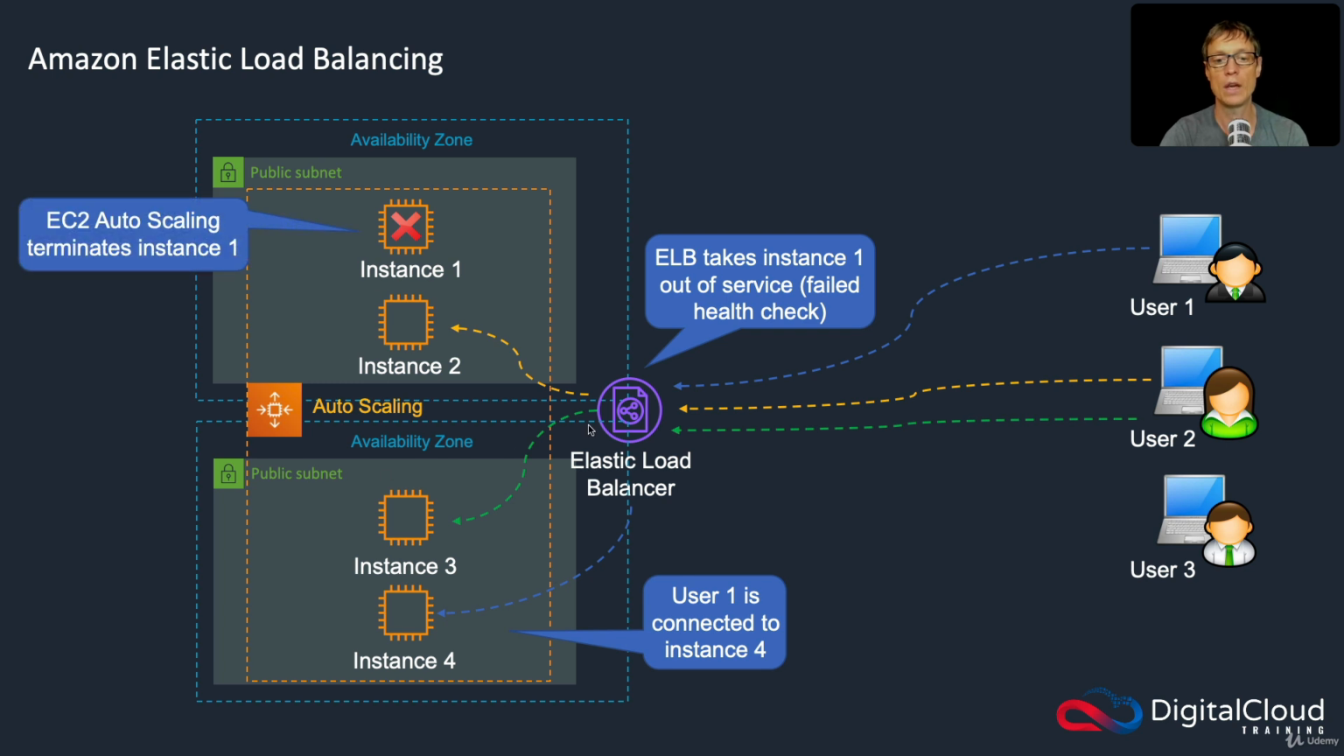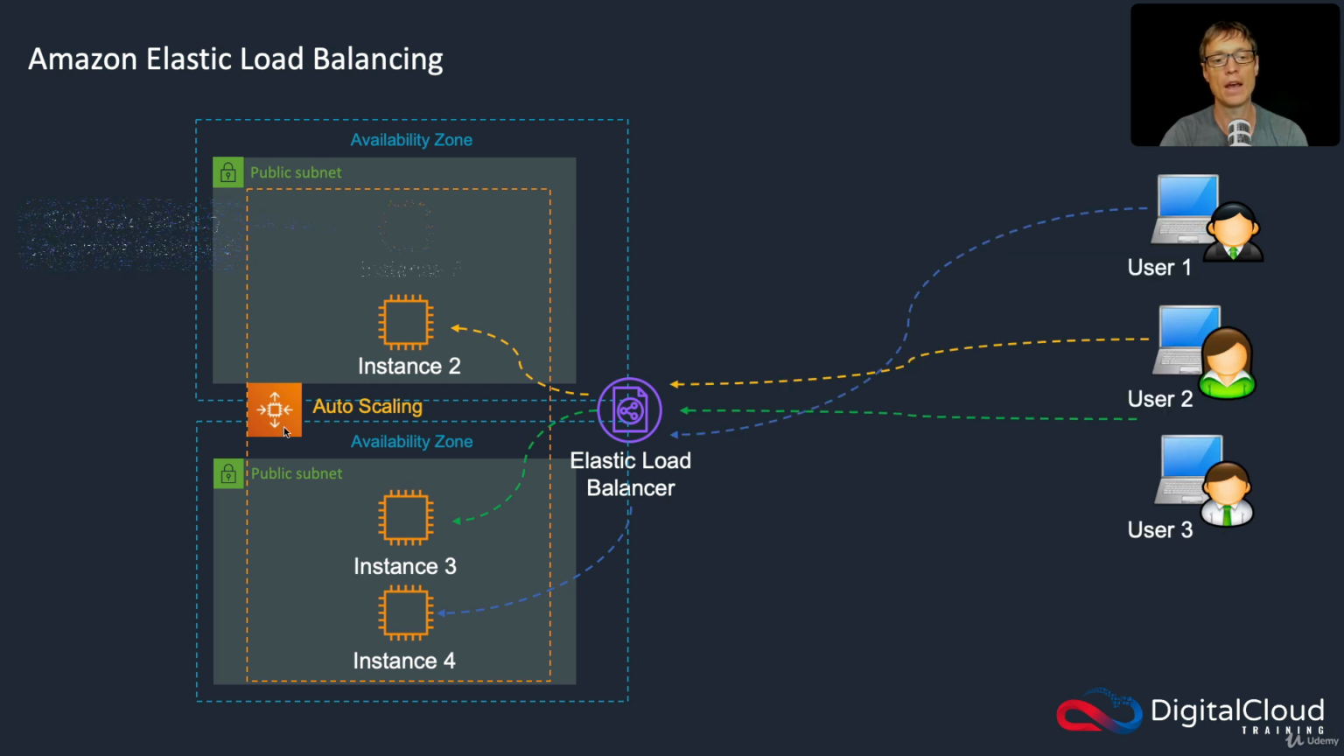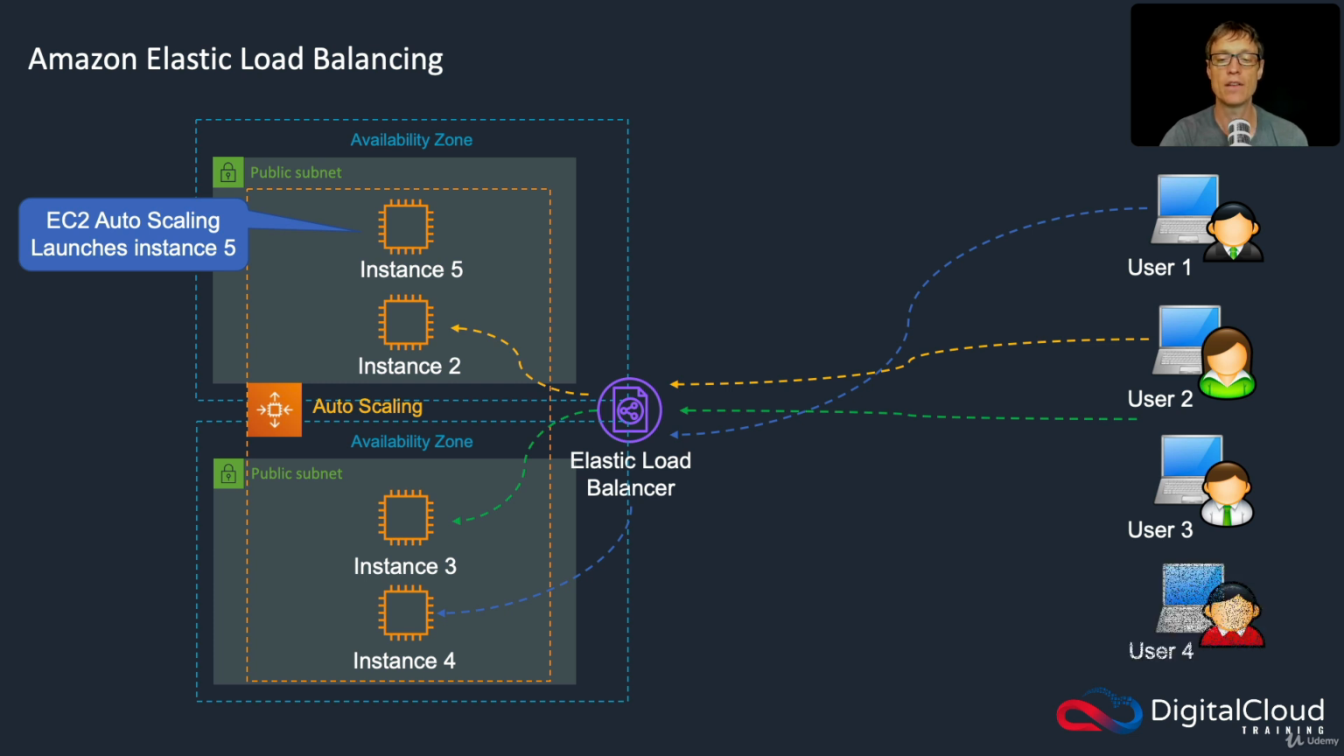And if it's not, then it takes it out of service and it knows it can route the connection somewhere else. Also, it can communicate to autoscaling that this has happened. And autoscaling can then take that instance out of service or terminate it, and it can then launch a replacement instance. And then if another user came along, they might be able to connect to that instance. So that's how it works in theory. Let's have a look in practice and set this up on AWS.